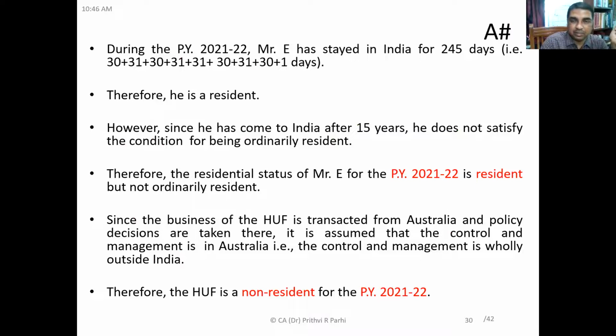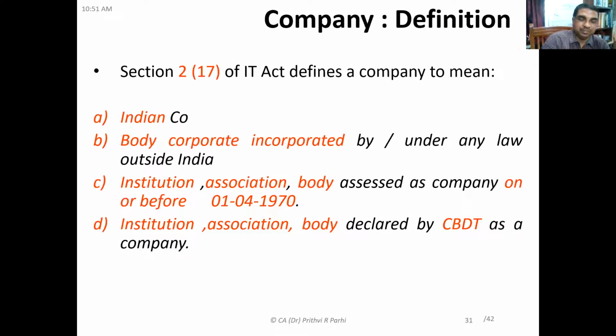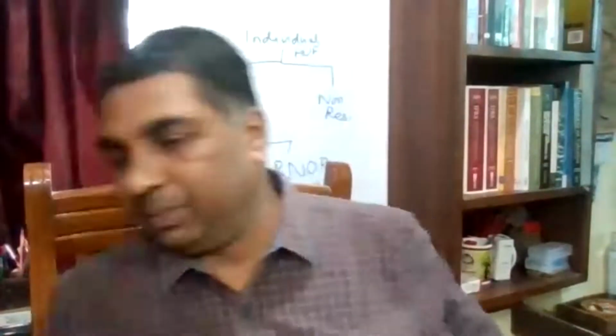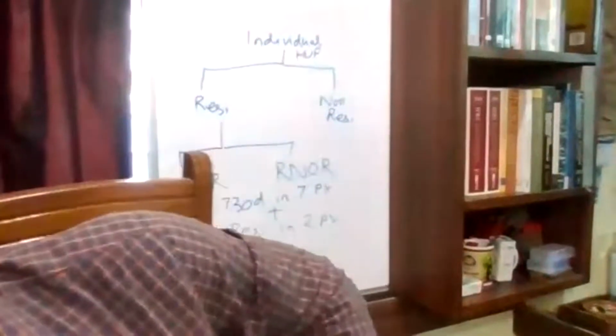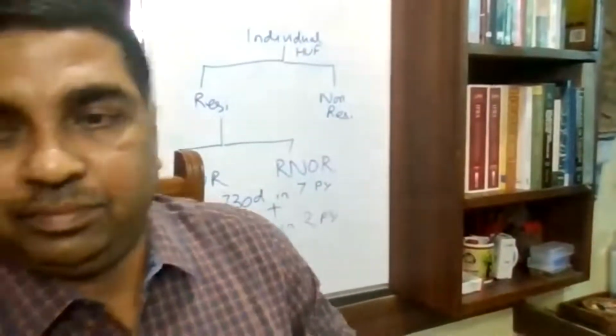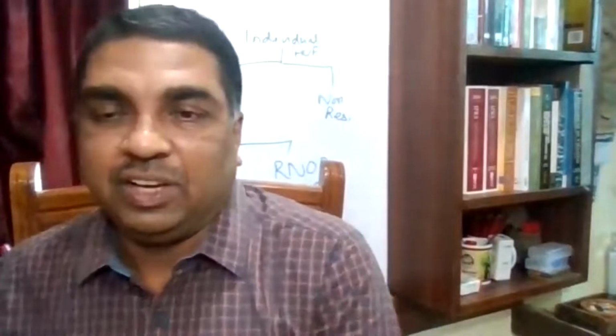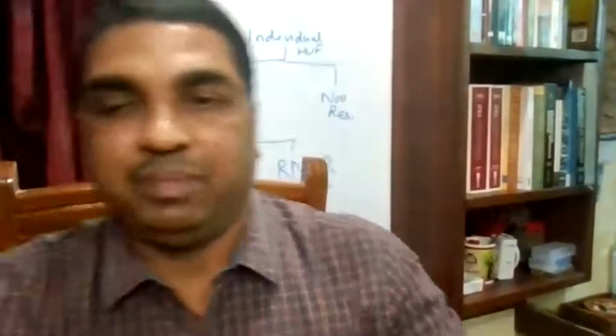Now we'll move to the next category of person. Several categories of persons are there. We have covered individual and HUF only. Now we'll be learning the residential status of a company.